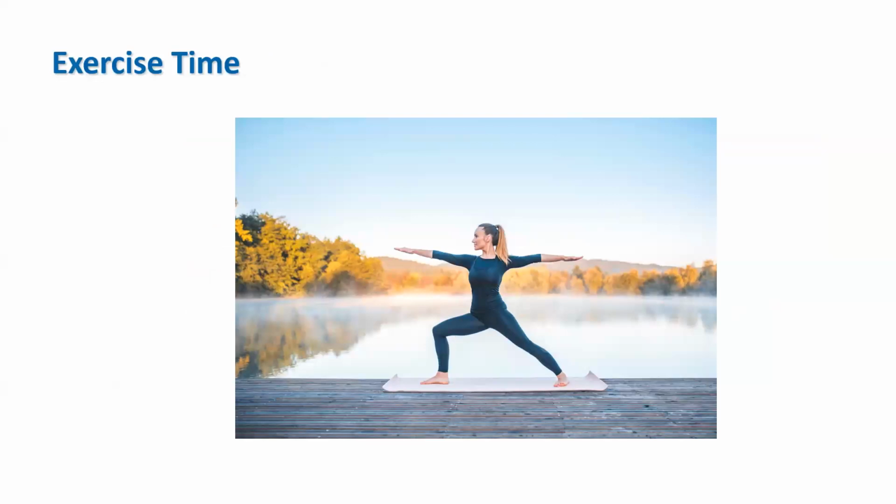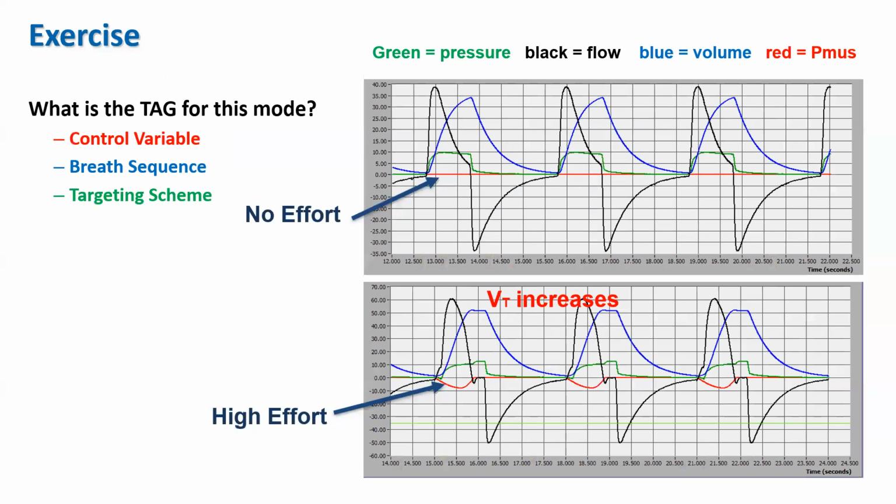Now, how do you do that? Let's try a little exercise. In this top diagram, which by the way comes not from a ventilator, but from a breathing simulator, we see waveforms where pressure is in green, flow is in black, volume is in blue, and PMUS, or inspiratory effort, is in red. With no effort at the top, we see that pressure is constant, flow is exponential as expected.